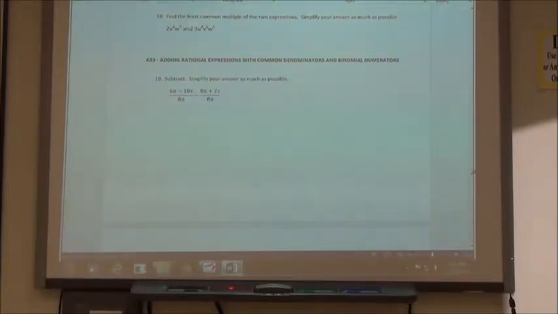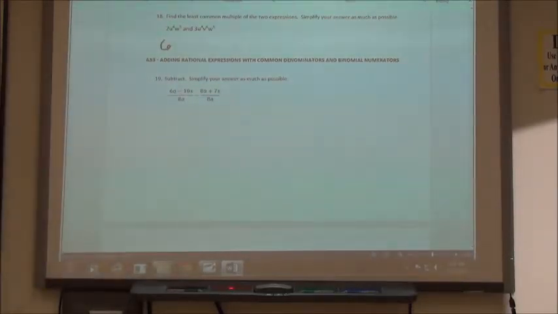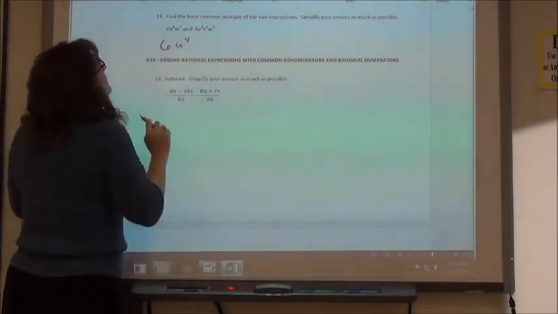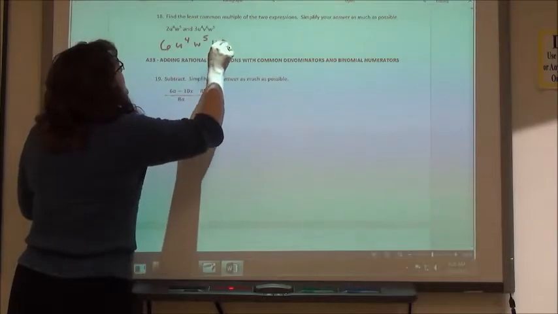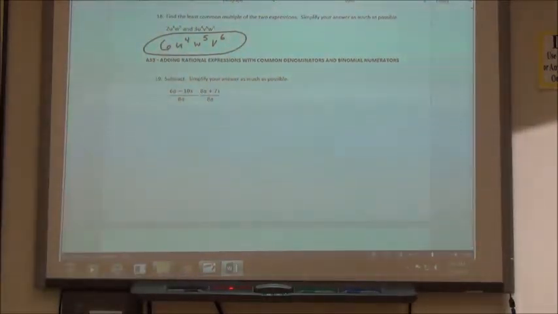So what is my least common multiple of 2 and 3? I put 6. That's what I put too. Exactly. If I had 1/2 plus 1/3, I'd change them to 6. So 6, and then what am I going to have? U to the 4th. W to the 5th. V to the 6th. So 6u to the 4th, w to the 5th, and v to the 6th would be my least common multiple.